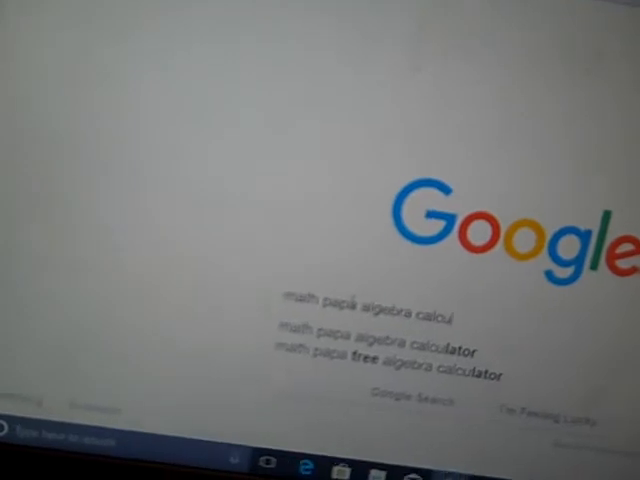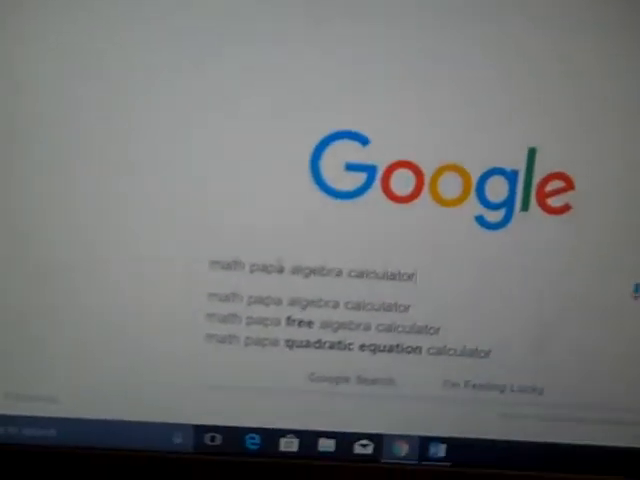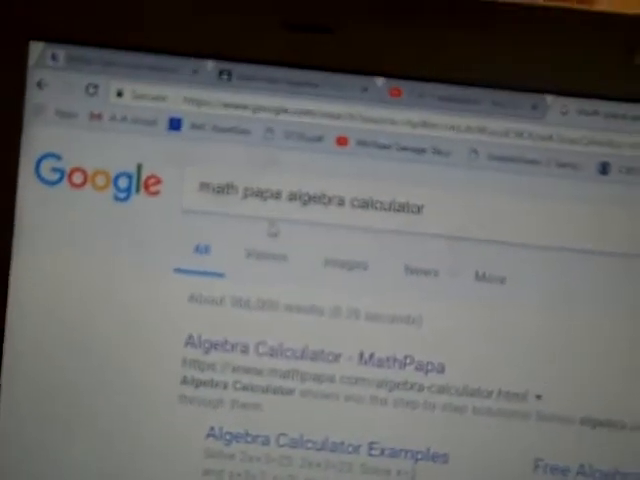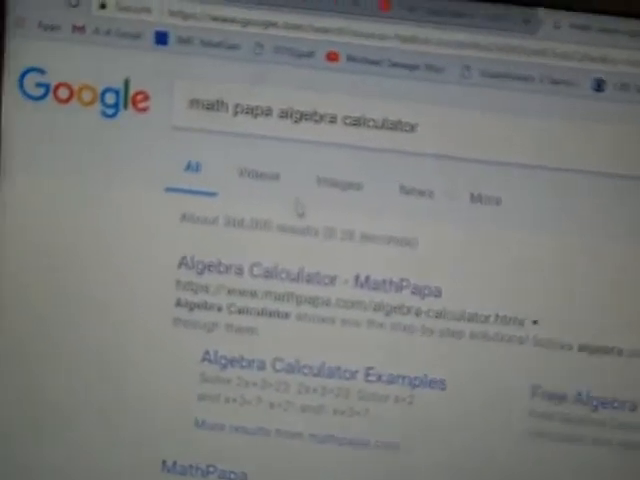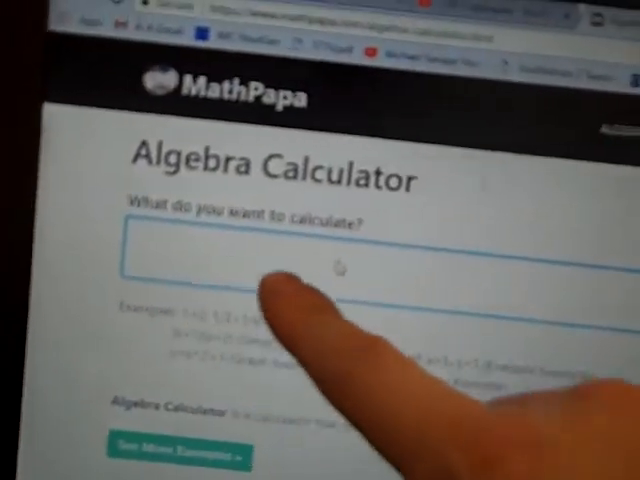calculator. Okay. And it should be the first thing. Math Papa, algebra calculator. Okay. Right there. Okay. That's going to help us because I'm going to punch some things into that on a certain step. Okay.